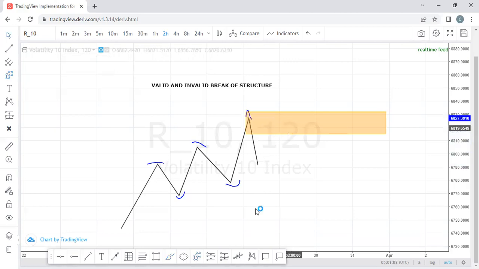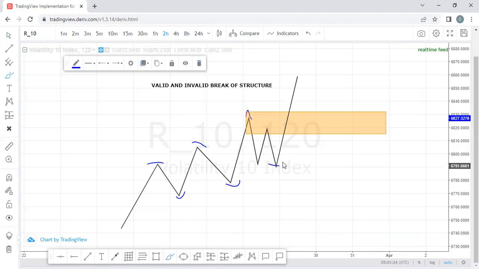Or they see the market do something like this. This is an invalid BOS. Now the market does something like this, and then they're looking to get in here. This is a wrong approach. It's going to eventually take you out because the market is still bullish. And how is it bullish? Because the market is still making higher highs and higher lows. So you can say the market has used this to form a new higher low here.